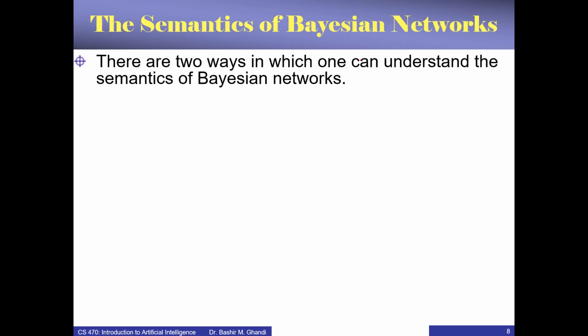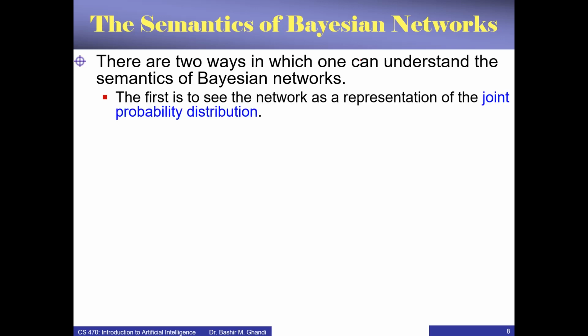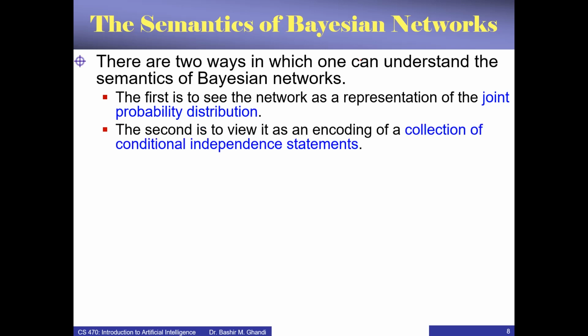Alright, semantics of Bayesian networks. How should we actually interpret these Bayesian networks? There are two ways in which one can understand the semantics of Bayesian networks. The first is to see the network as a representation of the joint probability distribution, similar to what we have been seeing before. And the second view is to understand it as an encoding of a collection of conditional independence statements.